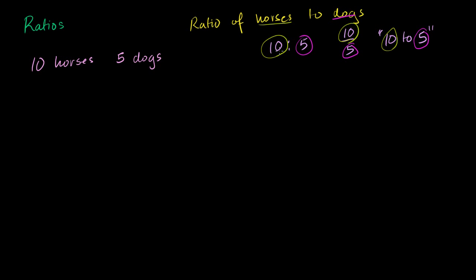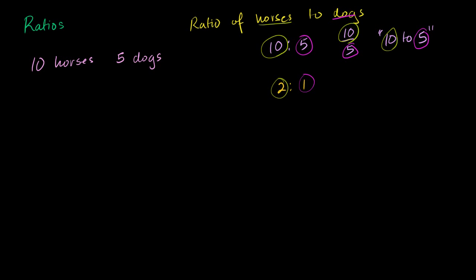Now, I just said I have 10 horses for every 5 dogs. But what does that mean? That means I have 2 horses for every 1 dog. If for 5 dogs I have 10 horses, that means for every one of these dogs there are 2 horses. For every 2 of these horses there's 1 dog. I just kind of reasoned through that. So I have 2 horses for every 1 dog.